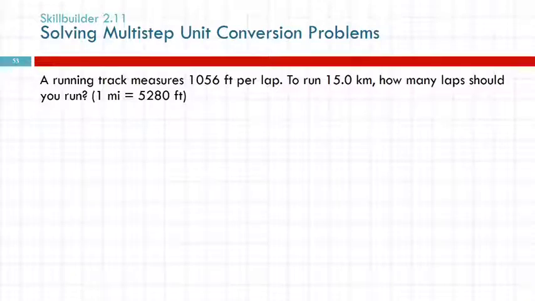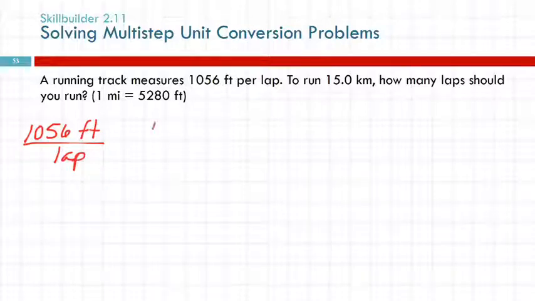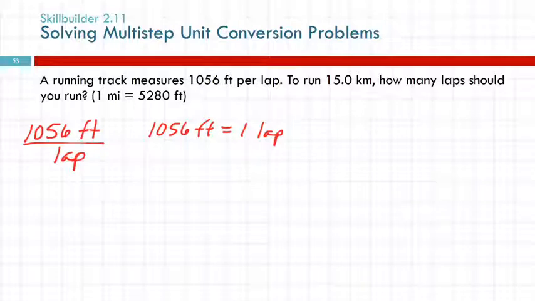So here we have a problem given, and it's got 2 numbers in it. So here's where sorting can be helpful. Write down the numbers with their units, just as a beginning. So 1,056 feet per lap. That's like miles per hour. That's a fraction, feet per lap. You could also write it 1,056 feet is equal to 1 lap. And the other number we're given is 15.0 with the unit kilometers.